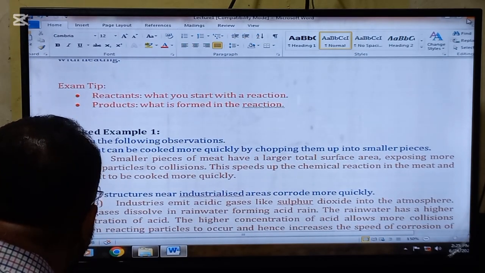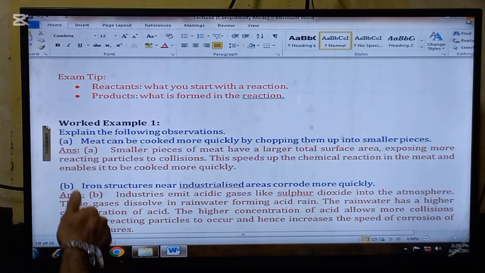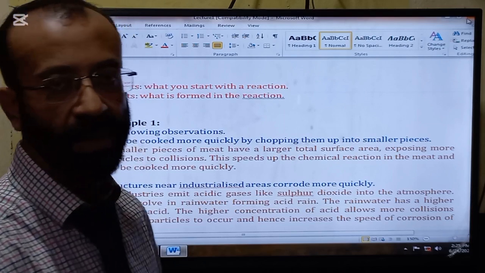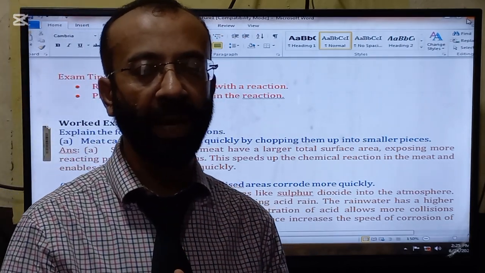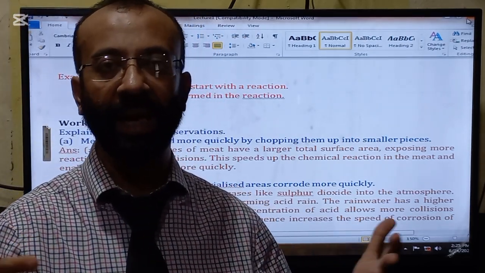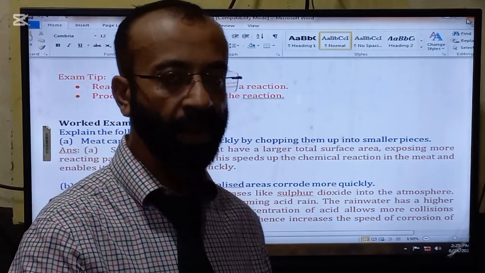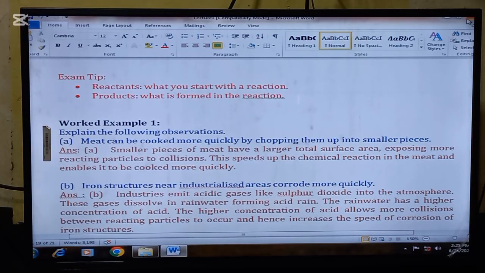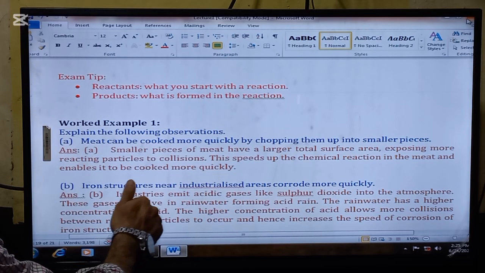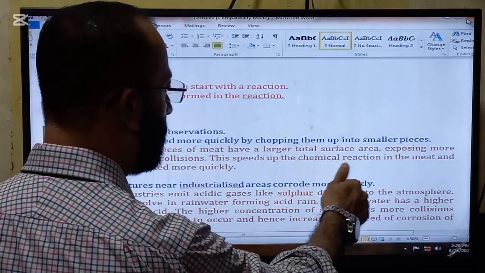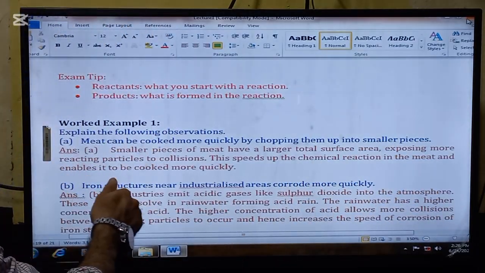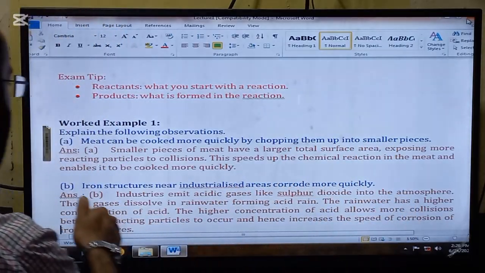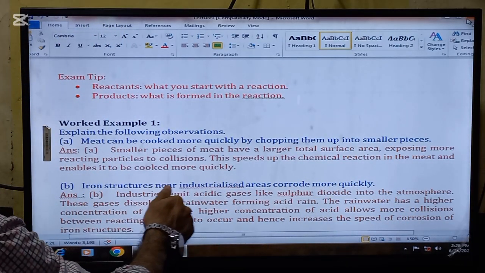Some examples are here. Explain the following observation: meat can be cooked more quickly by chopping it up into smaller pieces. When meat is chopped into smaller pieces, the surface area is increased, due to which the chemical reaction is completed in less time. Smaller pieces of meat have a larger total surface area, exposing more reacting particles to collision. This speeds up the chemical reaction in the meat and enables it to be cooked more quickly.